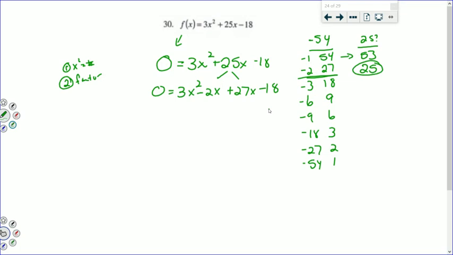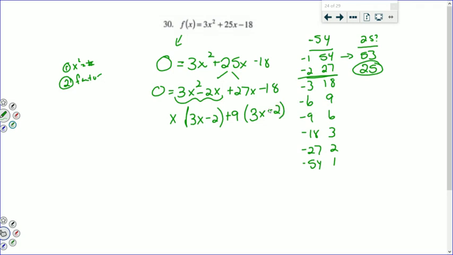Okay? So, now we're going to ask, what do these first two terms have in common? They have an x, not an x squared. And then we're left with 3x minus 2. And then these two terms have a 9 in common, it looks like. So we can factor out a 9, and we're left with 3x minus 2.